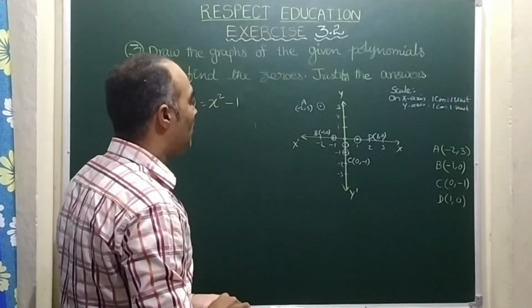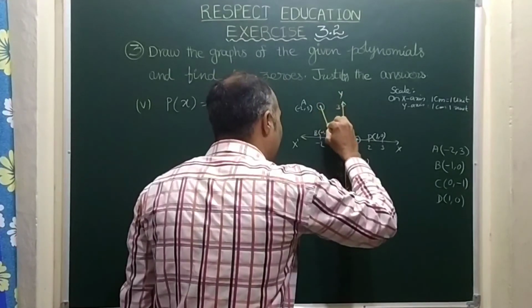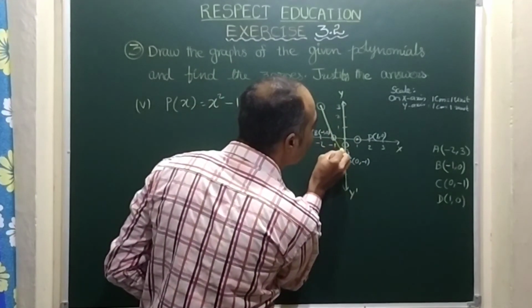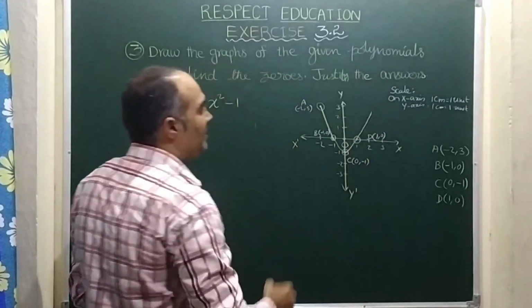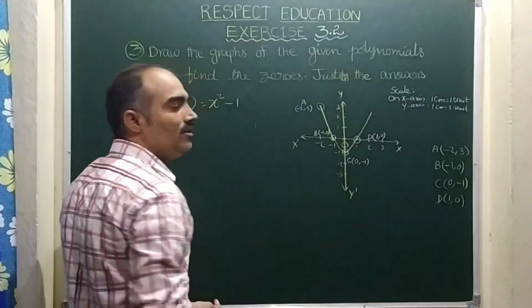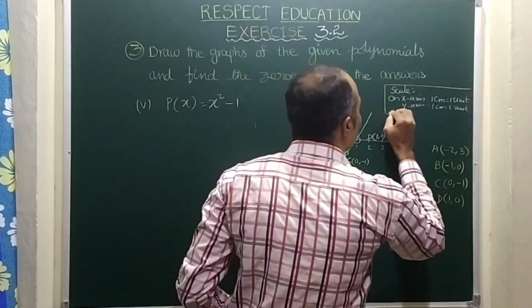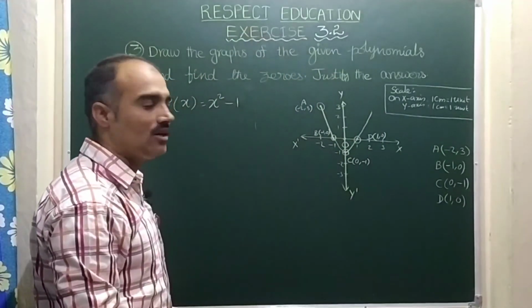Now let us plot all the points with free hand. Join AB, then BC, here you maintain a small curve, means bending, then D. This is the graph for the given polynomial. So now from this our first work is over, means the drawing of the graph is over.